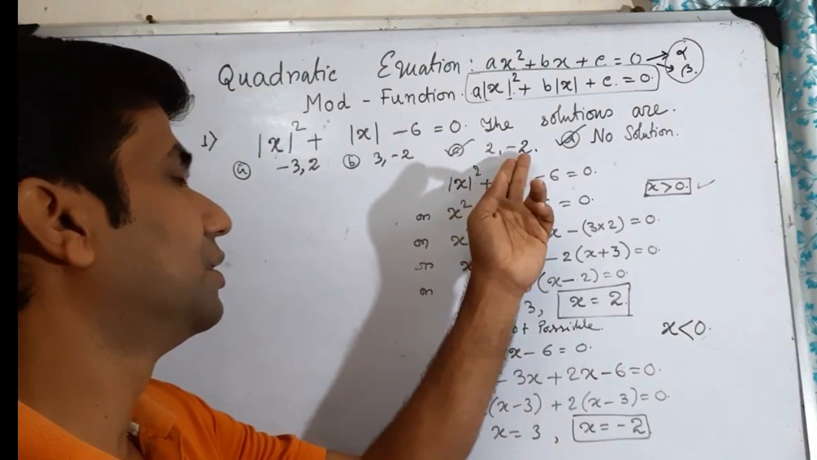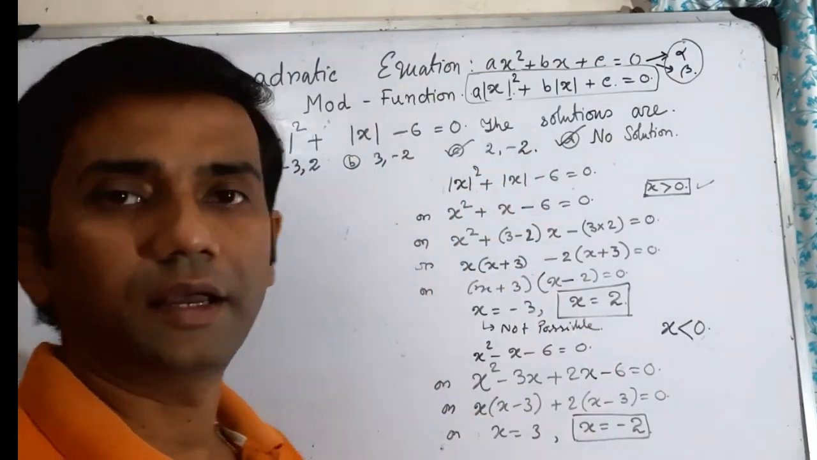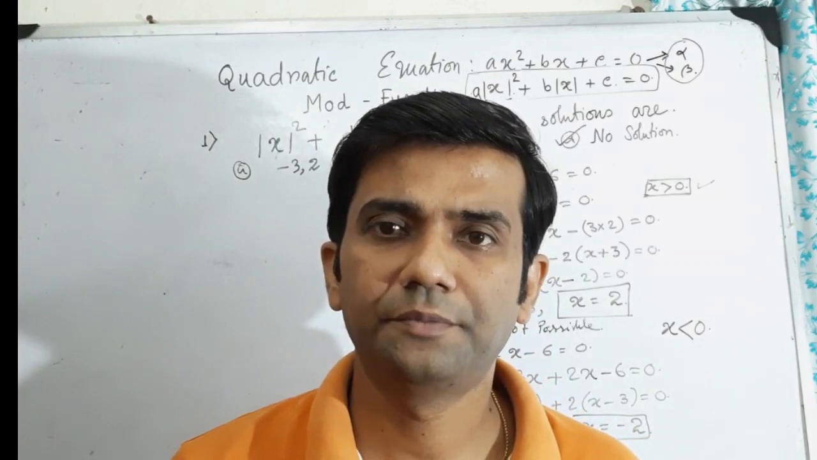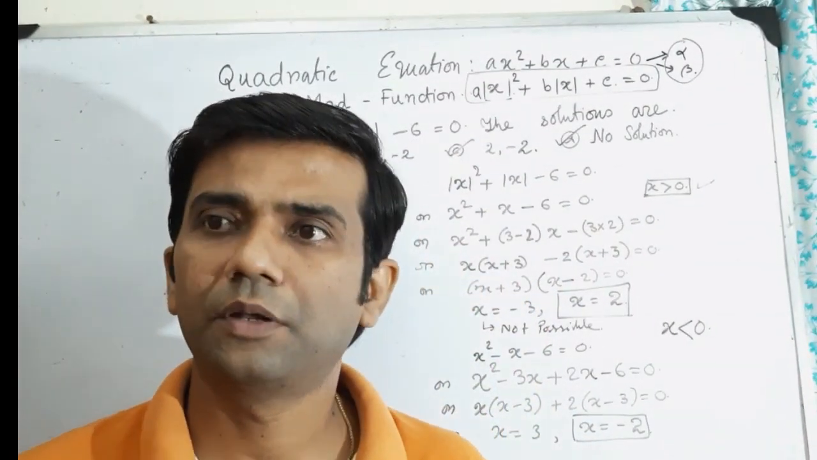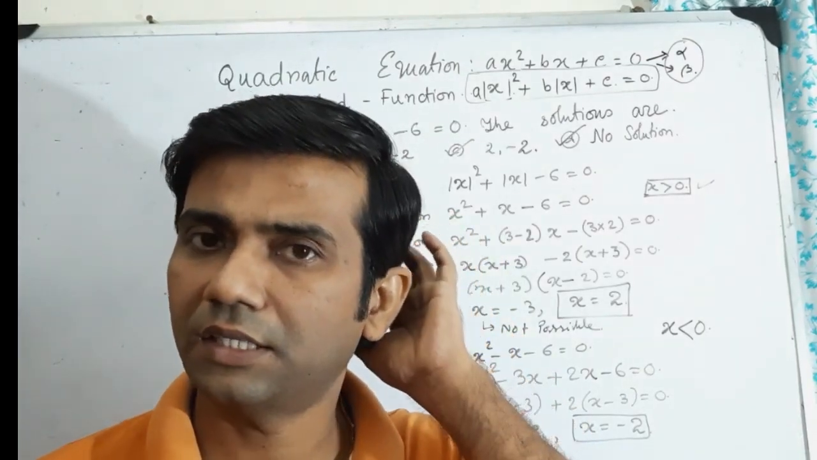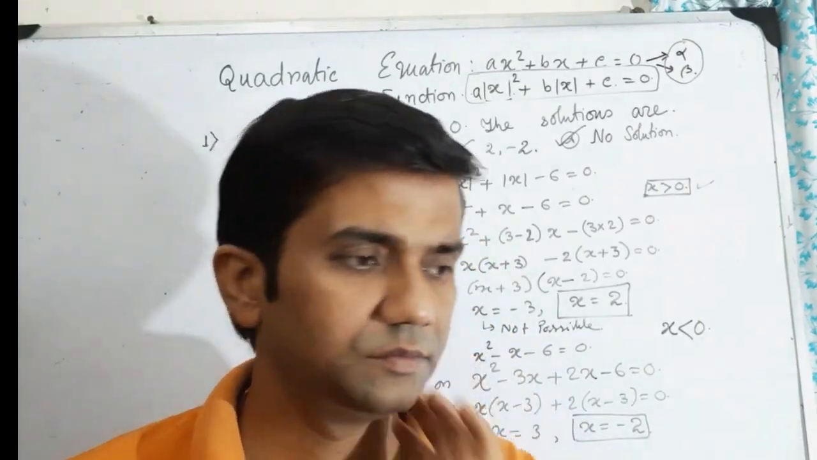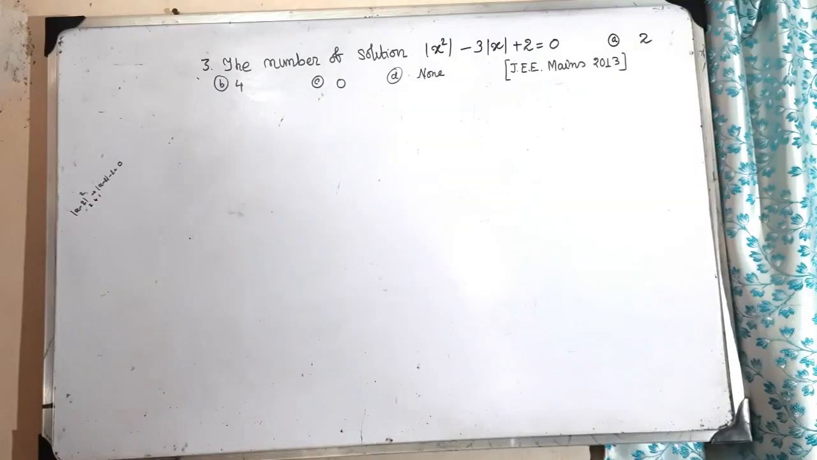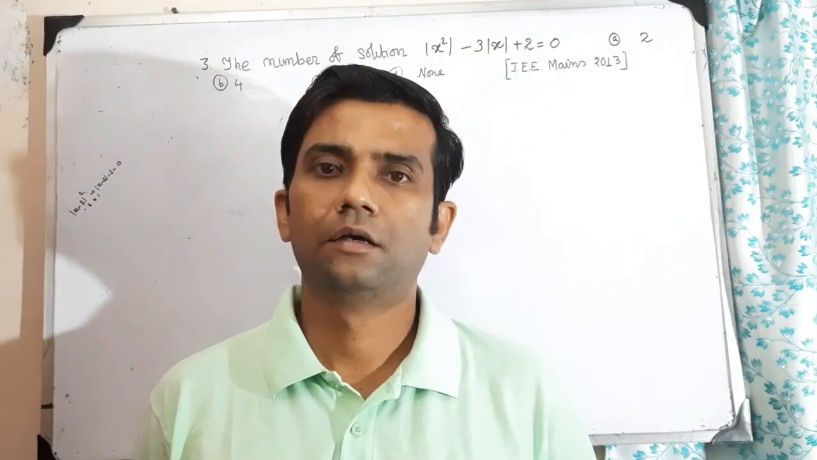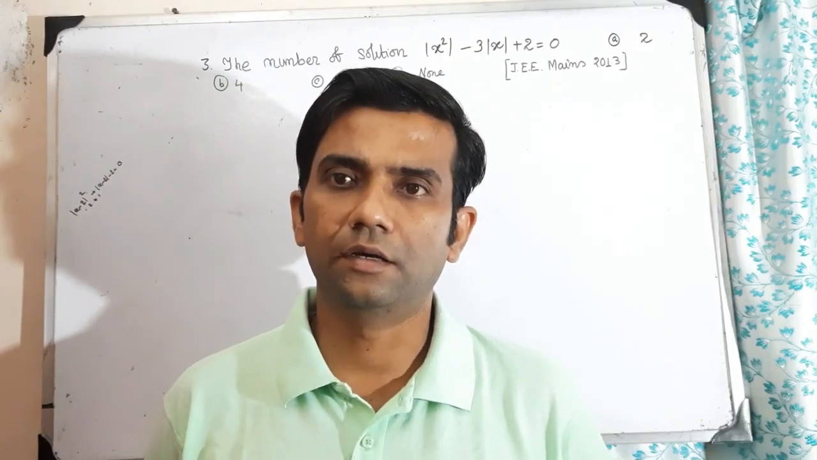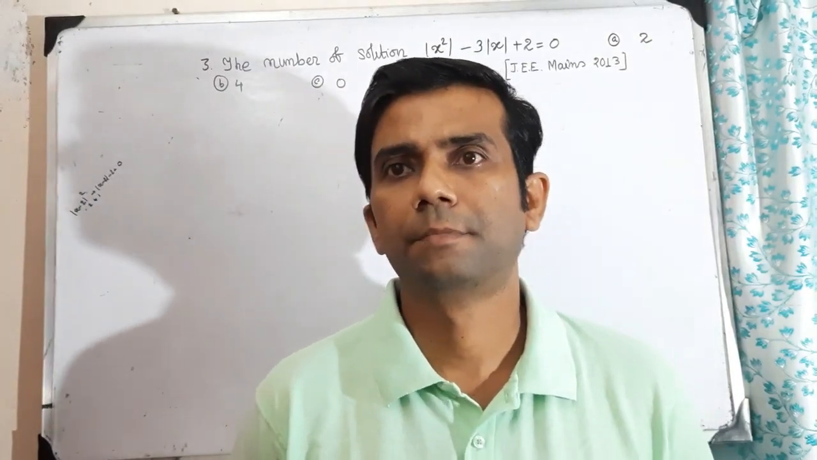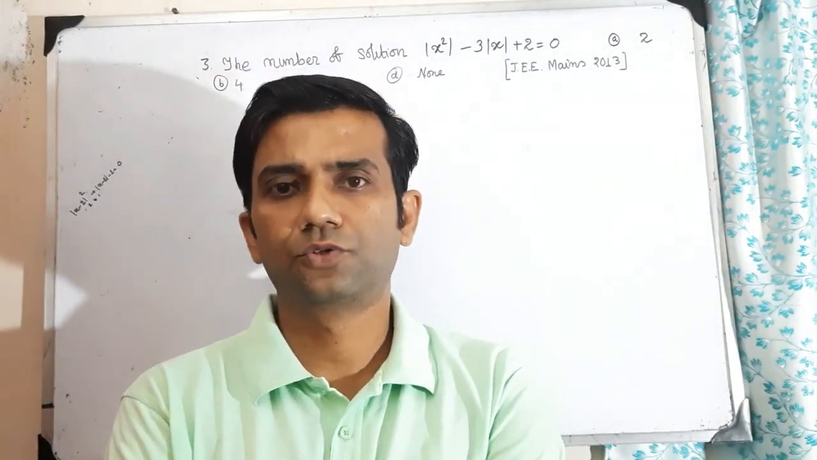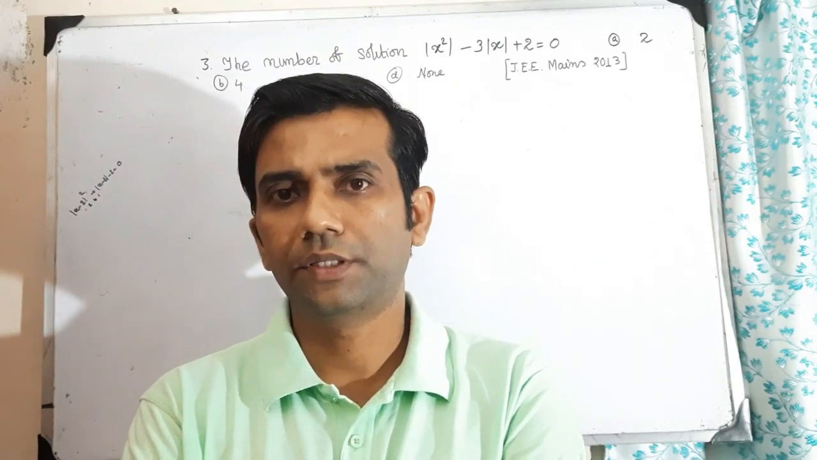And the answer is 2 and minus 2. These are the very typical type of problems. Now next I shall show you a problem. Now the similar and the third problem is mod of x square minus 3x plus 2. You have to do in the same way.